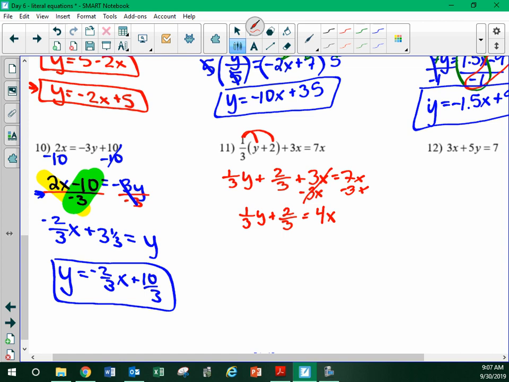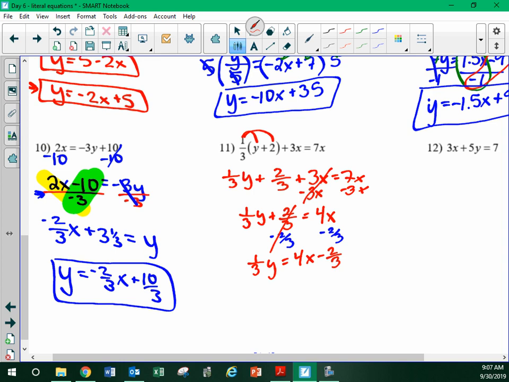Okay. Still need to get rid of addition, subtraction. So we have to get rid of our plus 2/3 with the opposite of adding: subtracting. Can I combine 4x minus 2/3? Nope. They're different letters, different variables. One has a letter, the other one doesn't. So I still have 1/3 y. And then I have 4x minus 2.